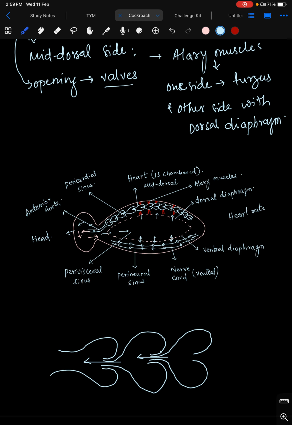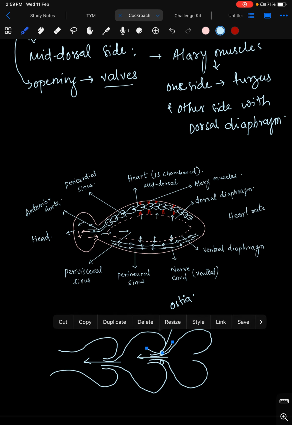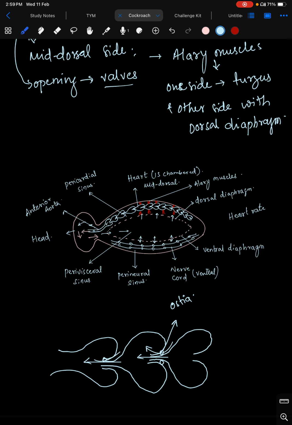Apart from that, here also certain openings are there. These openings are known as the ostia. What is the function of the ostia? Through the ostia, blood is entering inside the heart. Whenever the heart is in a relaxed state, the blood from the hemocoel, the body cavity, enters inside the heart chambers through the ostia.